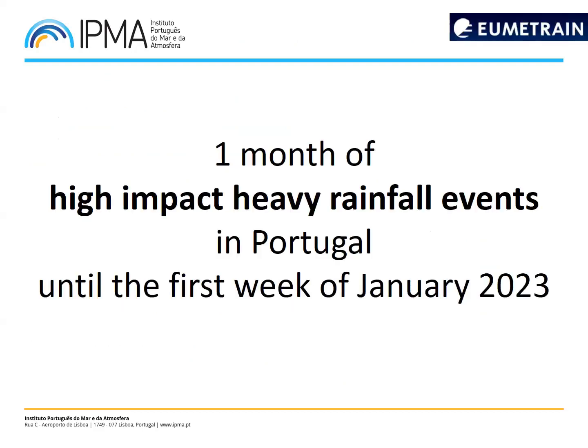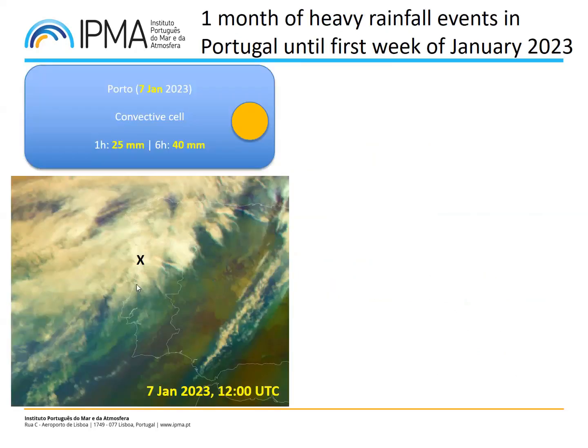So, in fact, we had a month of heavy impact rainfall events in Portugal until the first week of January. Essentially since the beginning of December until the beginning of January. And so I will show to you, going back a little, some of the big events that we had in the past. So I start with the most recent one.